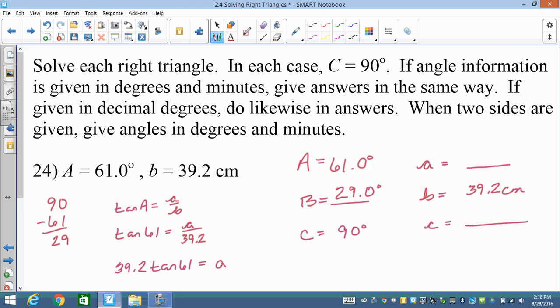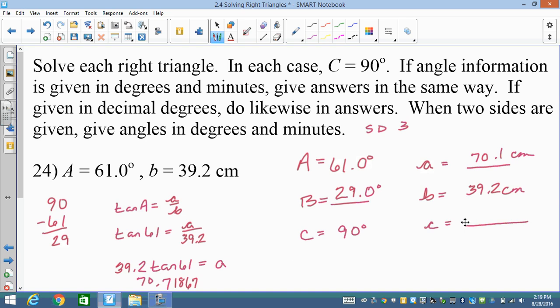And throw that lovely into the calculator. For side a, we get 70.71867. Now let's talk significant digits again. They're giving us 3, so we're going to take one decimal place, so 70.7. And we're going, okay, this is good. 61 is larger than 29, so little a is larger than little b.